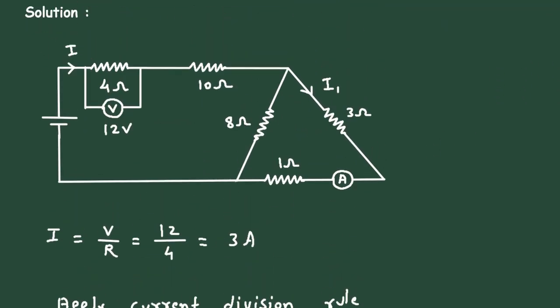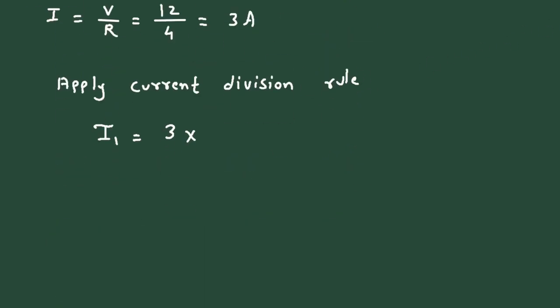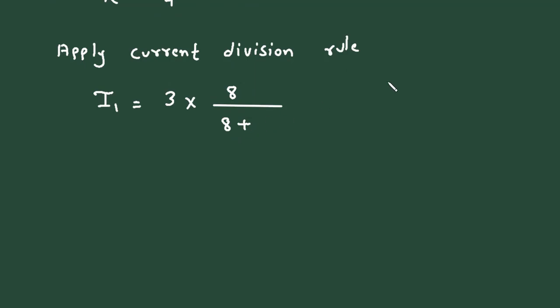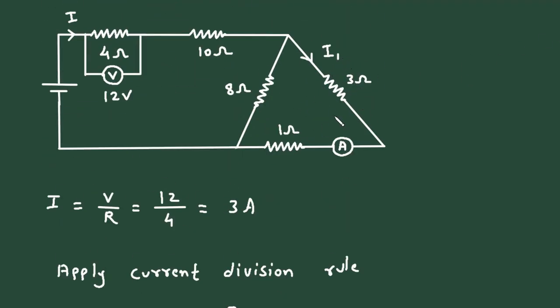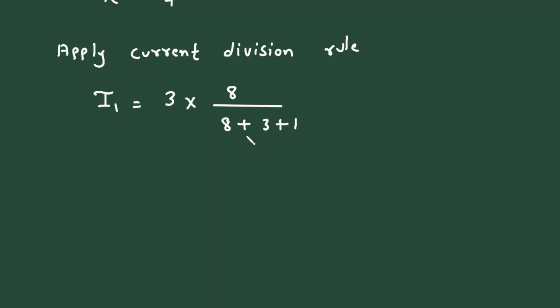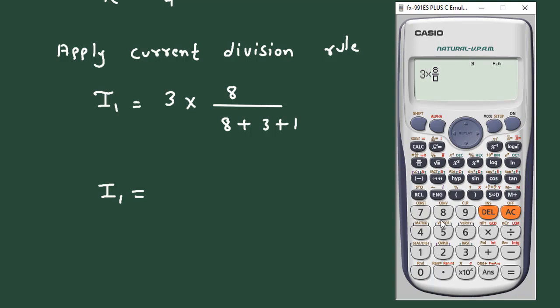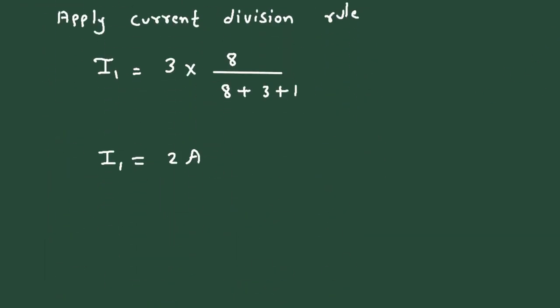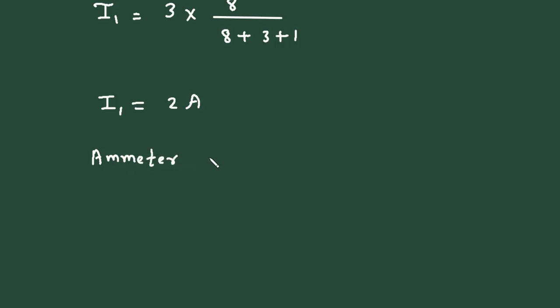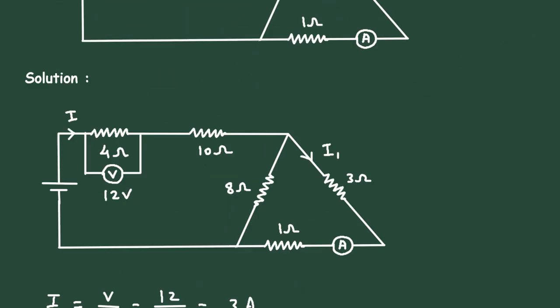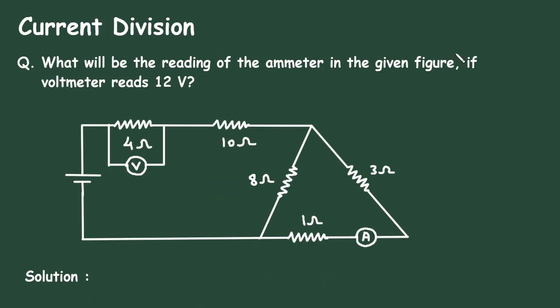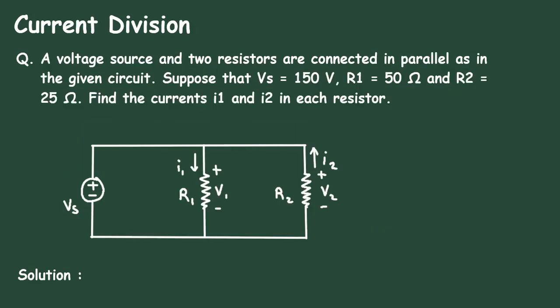So if we solve this, 10 multiplied by 15 into 20 divided by 15 plus 20, divided by 10 plus 15 into 20 divided by 15 plus 20. So it will be 4.615. 4.615 ampere is the value of I1. Next we have to find the value of I2. This is the value of I1.